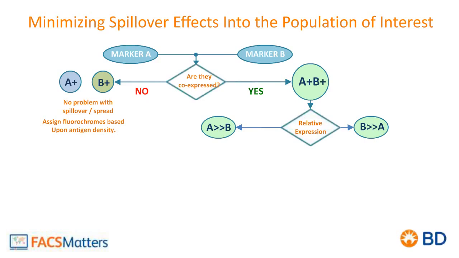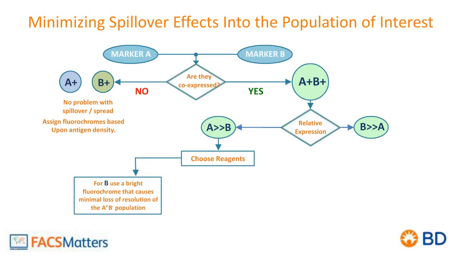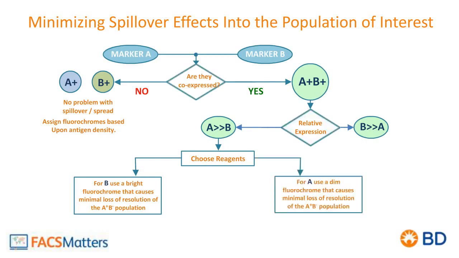Let's just take the example of A being greater than B. At this point, you need to choose your reagents. For B, since it's presumably a dimmer expressed antigen, you're going to want to use a bright fluorochrome. And you want to use one that has minimal loss of the A positive, B positive population. In other words, you want the minimum spillover of the B fluorochrome into A.